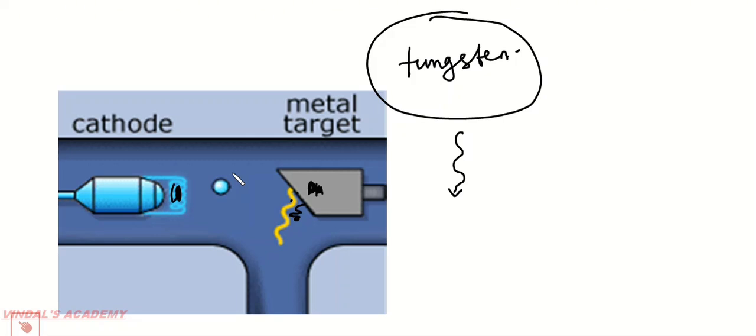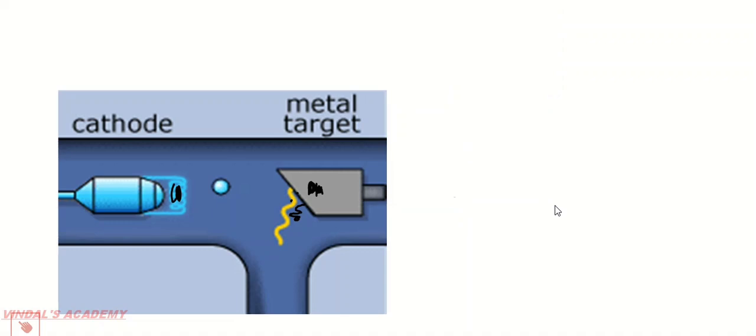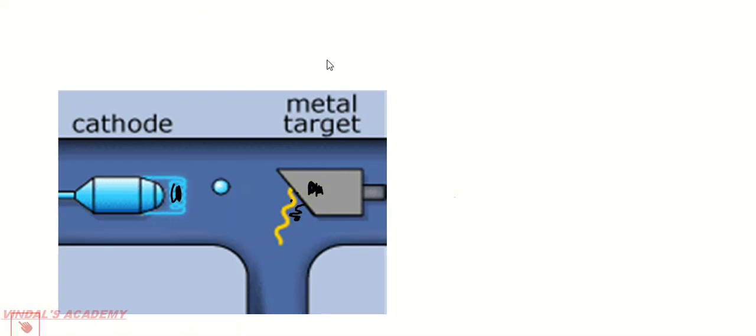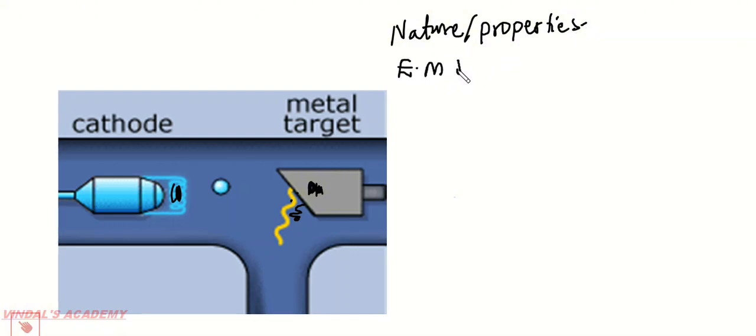Now, let's talk about the nature of the light which forms the X-ray. What is the nature of X-ray? I'm done with the introduction of what X-ray is, and you have seen in the video how X-ray is produced, what causes it, and the conditions under which X-rays are produced. The next thing we are talking about is the nature and properties of X-ray. Now, I'm going to say that X-rays are electromagnetic radiation.